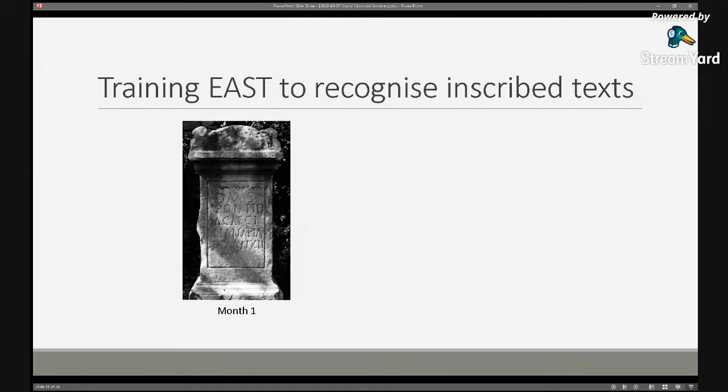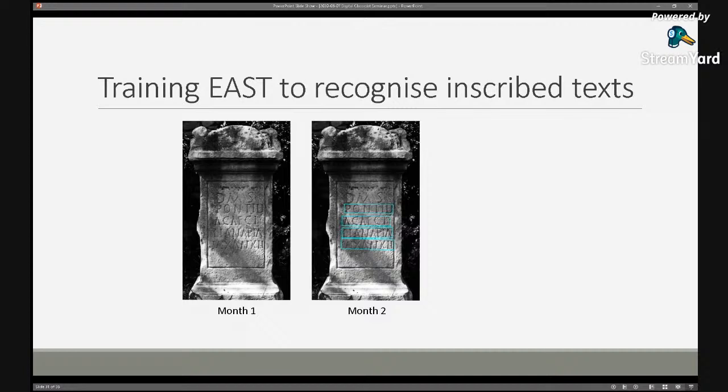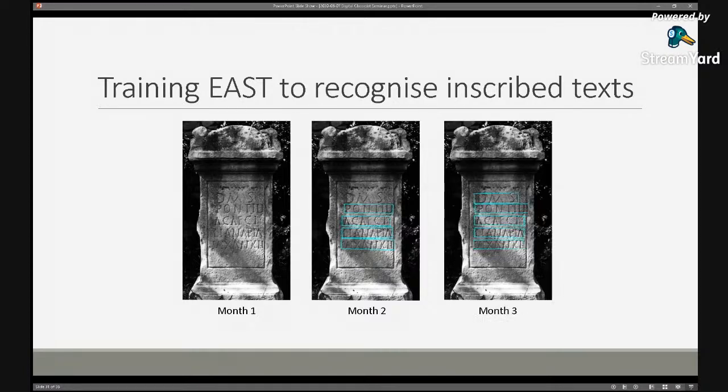To take this example, again in month 1, we hadn't got too far with detecting the boxes. By month 2, it was doing a better job, and by month 3, it had found the whole of the inscription.